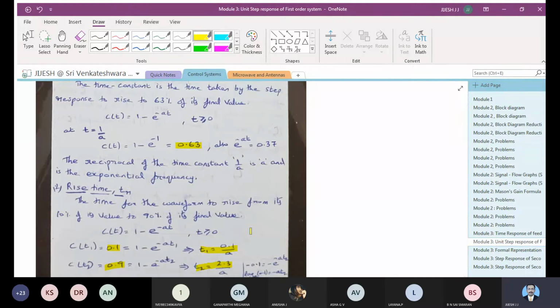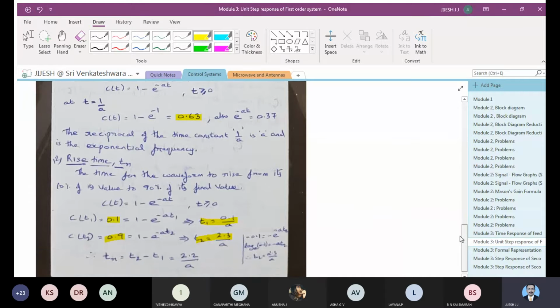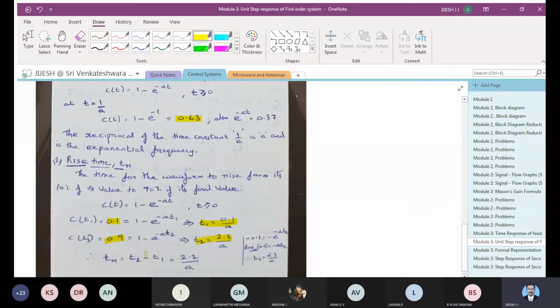We can take the logarithm of that and try it out. So TR can be written as t2 minus t1, which will be 2.2 by a. When you take the logarithm and work it out, it is mentioned here, you can just note down this portion.